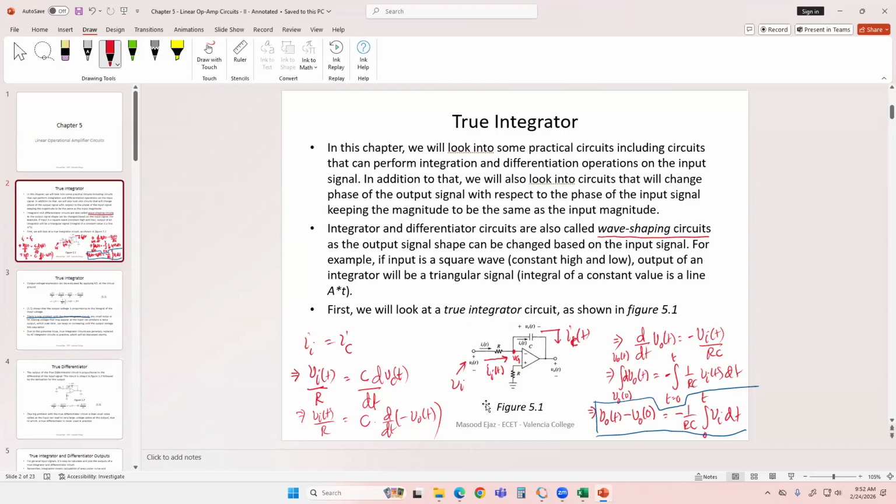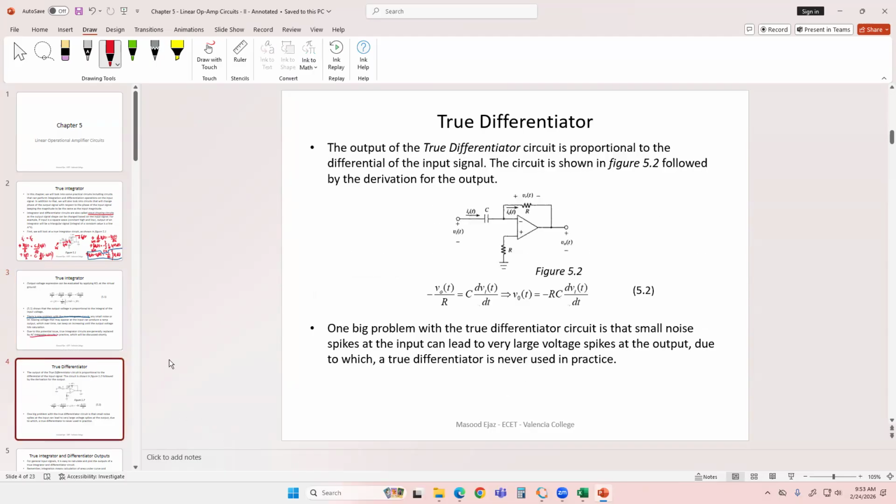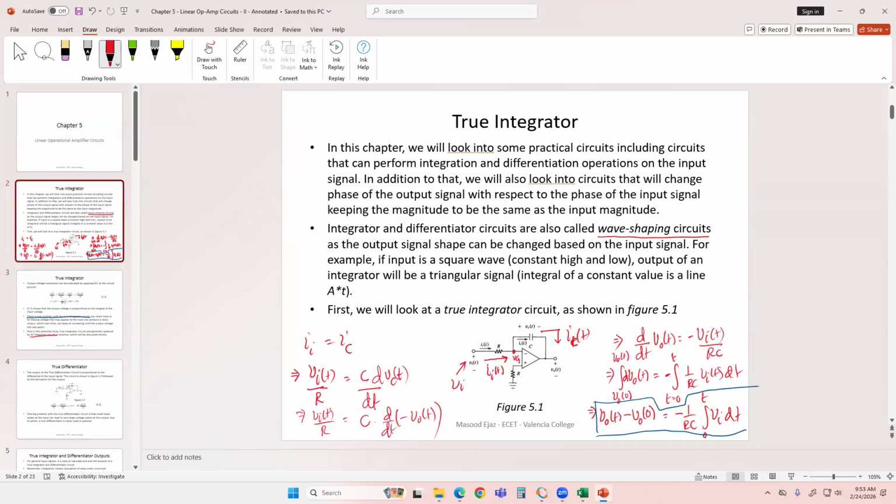And to take care of that problem, we modify this circuit a little bit. So this is the problem. Due to this potential issue, we modify the circuit, and our modified circuit is called the AC integrator circuit. And it's going to come after we discuss the true differentiator. So the true integrator circuit, basically you have the input, you integrate the input, and that is your output. Of course, there is a gain associated with that as well, which is 1 over RC.